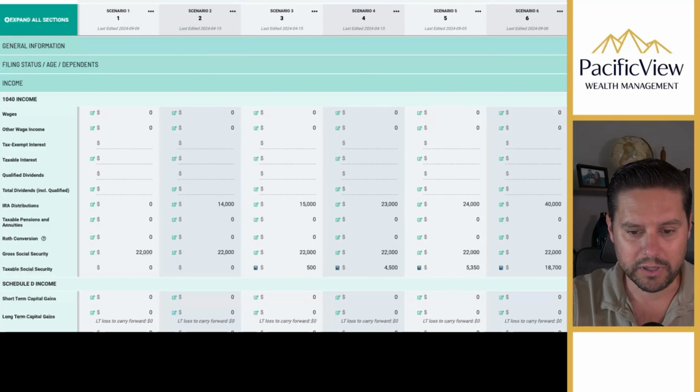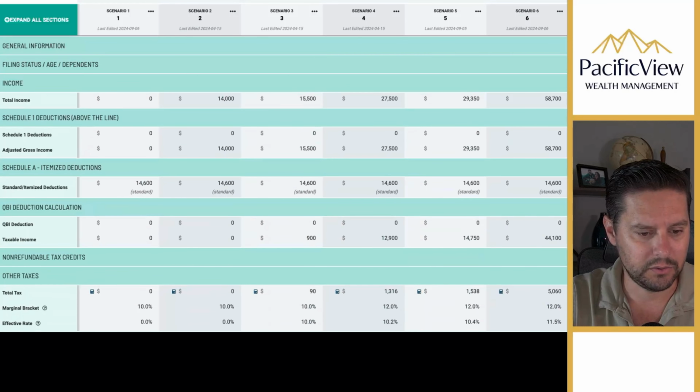Once again, though, you want to see how that affects your bottom line. You've got in scenario 4, $23,000 of IRA distributions. Of your $22,000 in Social Security benefits, only $4,500 is taxable. So this person should have $27,500 in total income. That's exactly what it says here in scenario 4.